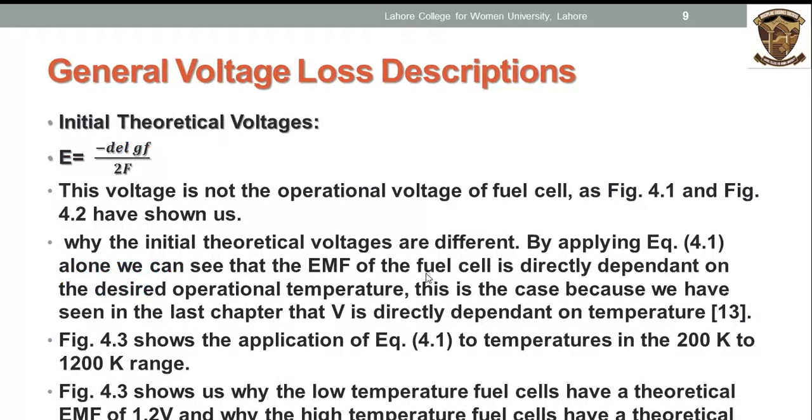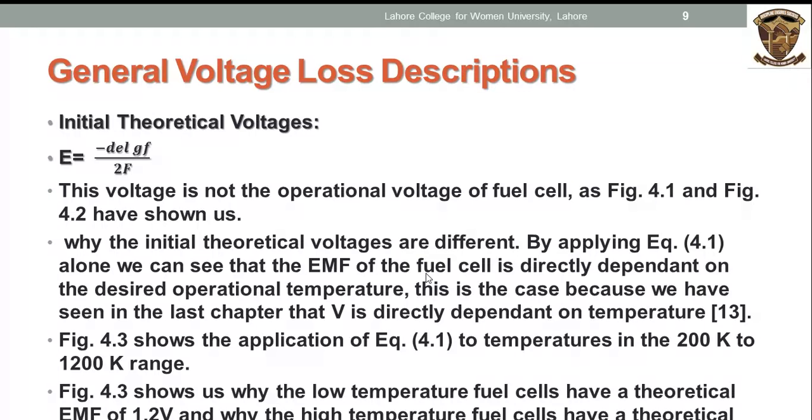Now, a general voltage loss description. Initial theoretical voltage E is equal to minus delta G_f over 2F. This equation we have already derived in the last lecture. This voltage is not the operational voltage of the fuel cell, as figure 4.1 and figure 4.2 have shown us. Why are the initial theoretical voltages different?